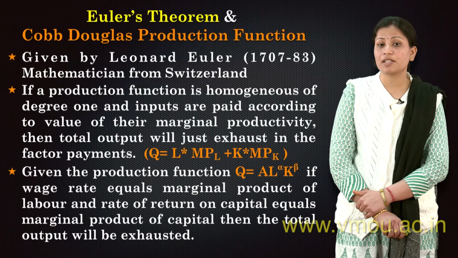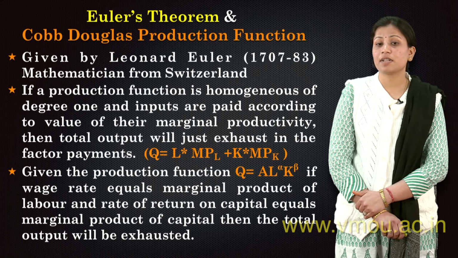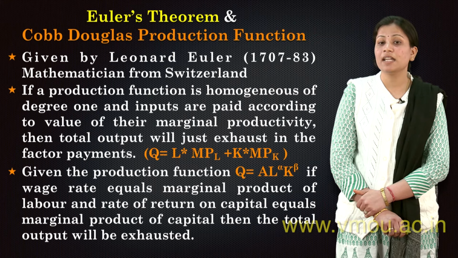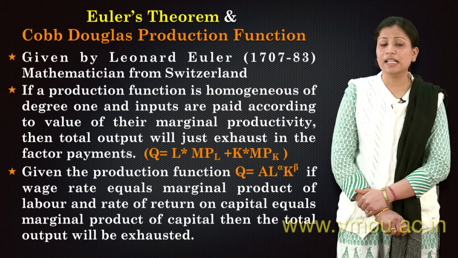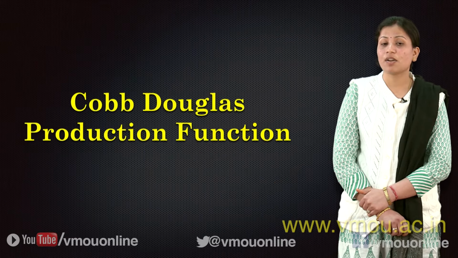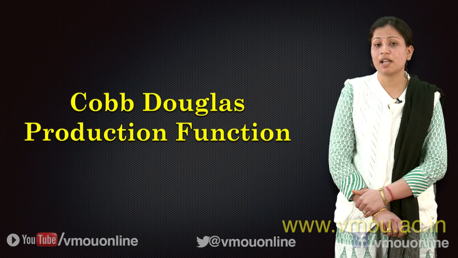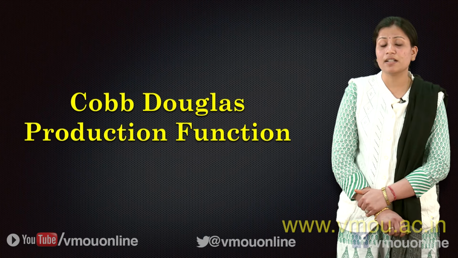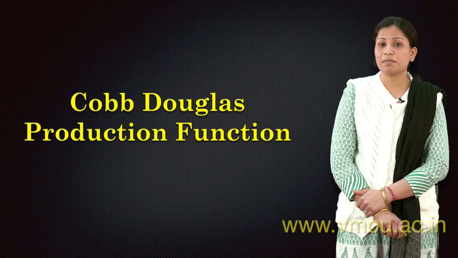So, given the production function, if the wage rate equals the marginal productivity of labor and similarly the rate of return on capital equals the marginal product of capital, then the total output will get just exhausted. So, these are the basic features of the Cobb-Douglas production function: its elasticity of substitution will always remain equal to 1, and returns to a variable factor will just go on diminishing. So, these are the basic features.